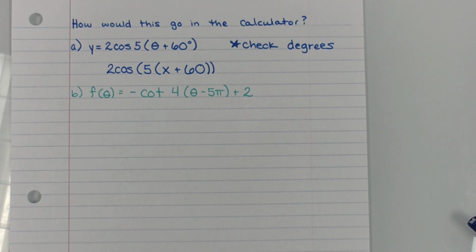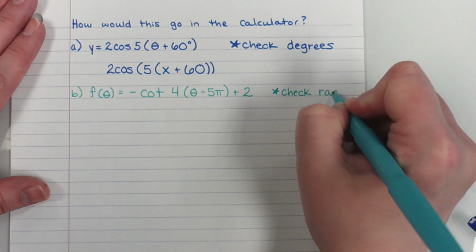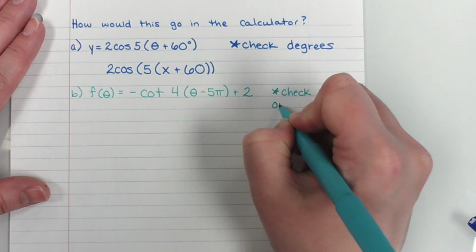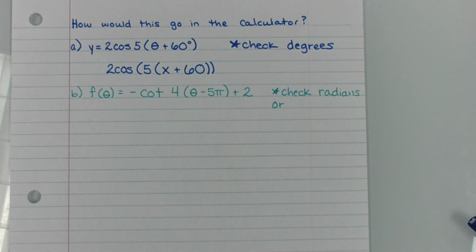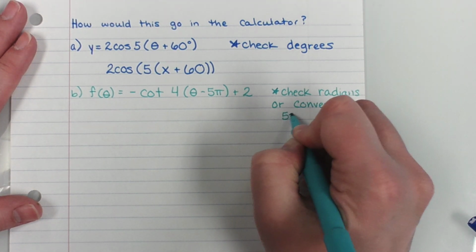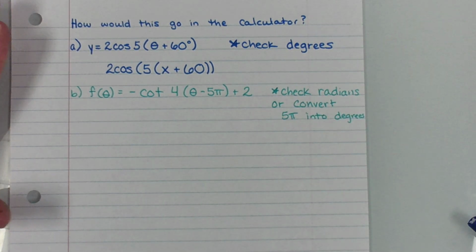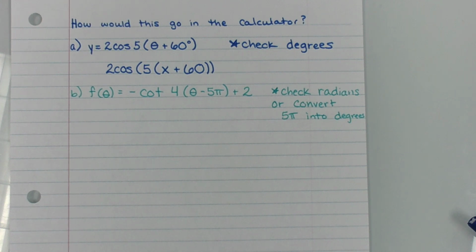Negative cotangent of 4 times the quantity theta minus 5 pi plus 2. This time you need to check that it is in radians, or if you prefer to leave it in degrees, you need to convert the 5 pi into degrees. Keeping in mind that the stuff I'm looking for on your graph, I'm still looking for things in reference to radians. So when you label your axes, you still would have to put radians. But if it helps to put it into your calculator in degrees, you can do that.